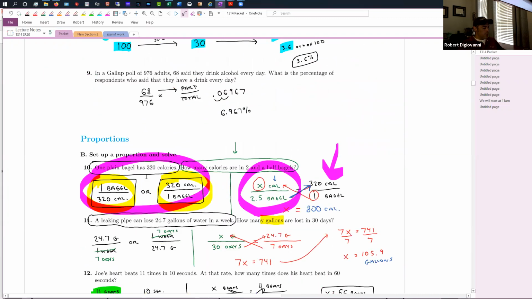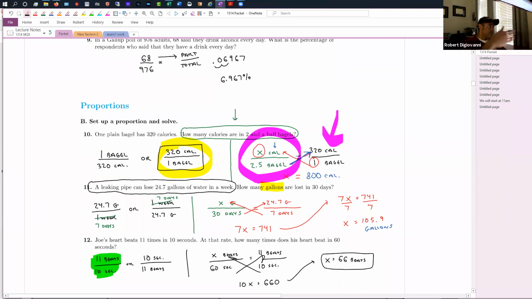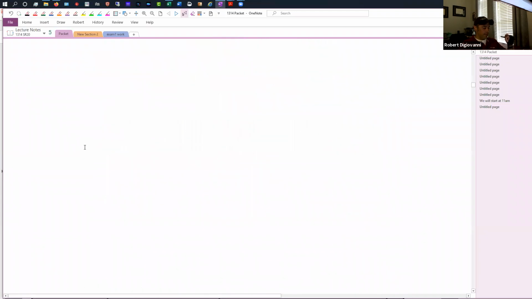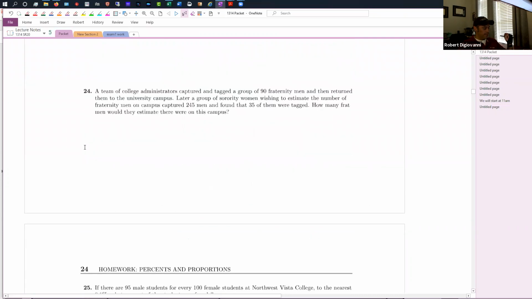Here we go, proportions with, like, one bagel has 320 calories. How many calories are in 2.5 bagels? And do you all remember when we did this, where we set up these proportions and we said, oh, well, that means that one bagel is either 320 calories, or we could say 320 calories is one bagel. We wrote it both ways, and then we came over here and we did something with it. We're going to do that exact same thing. Okay, so I'm going to show you. Let's get back down here.